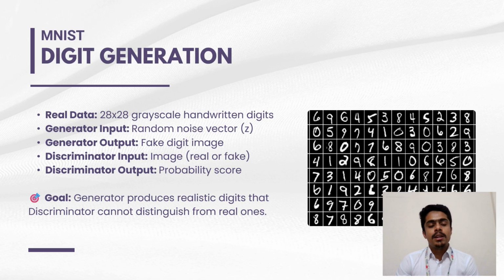Moving on. Here is the example of GAN. MNIST digit generation. Real data was 28 by 28 grayscale handwritten digits. Generator input was a random noise vector, which we're going to call z. Generator output was a fake digit image. Discriminator input was an image, which could be real or fake. Discriminator output was a probability score. And the goal was to produce realistic digits that the discriminator cannot distinguish from the real ones.